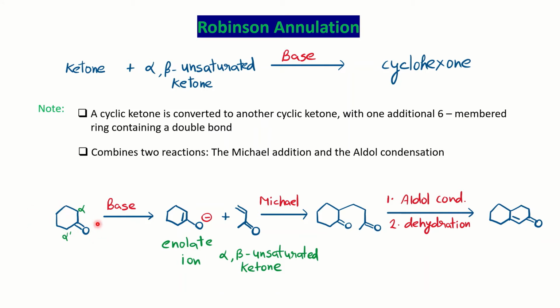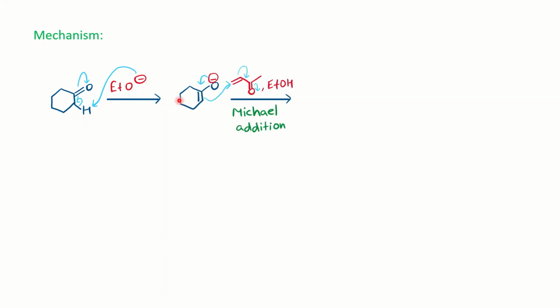So you should have a cyclic ketone and an alpha beta unsaturated ketone in the presence of base: Michael reaction followed by aldol condensation. We'll see the mechanism. This is a ketone having an alpha hydrogen; in the presence of ethoxide base, it will abstract the proton and form the enolate ion. The enolate ion's carbon is going to attack by 1,4 addition on the alpha beta unsaturated ketone and gives you the Michael addition product.